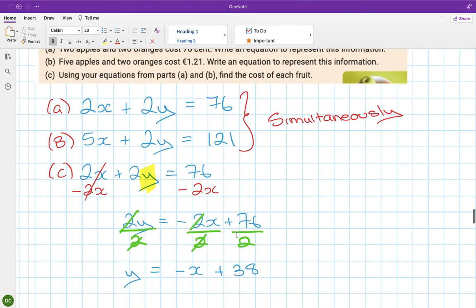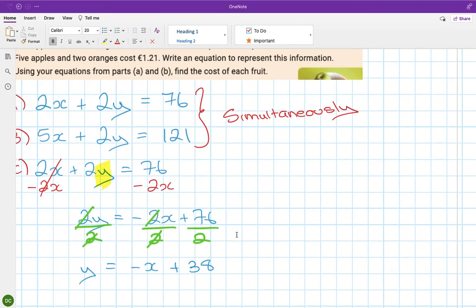Just give myself a bit more room. So that's the first one. Second one is 5x plus 2y equals 121. And again, trying to get this.